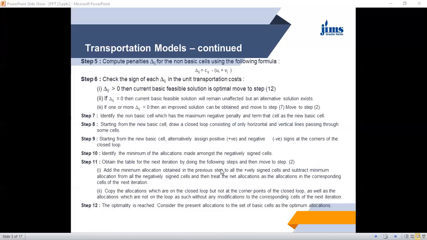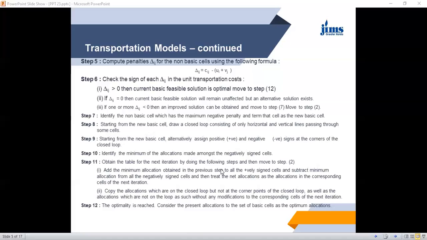Obtain the table for the next iteration by doing the steps. What steps? Add the minimum allocation obtained in the previous step to all the positively signed cells and subtract this minimum allocation from all the negatively signed cells, and treat the net allocations as the allocations in the corresponding cells of the next iteration.